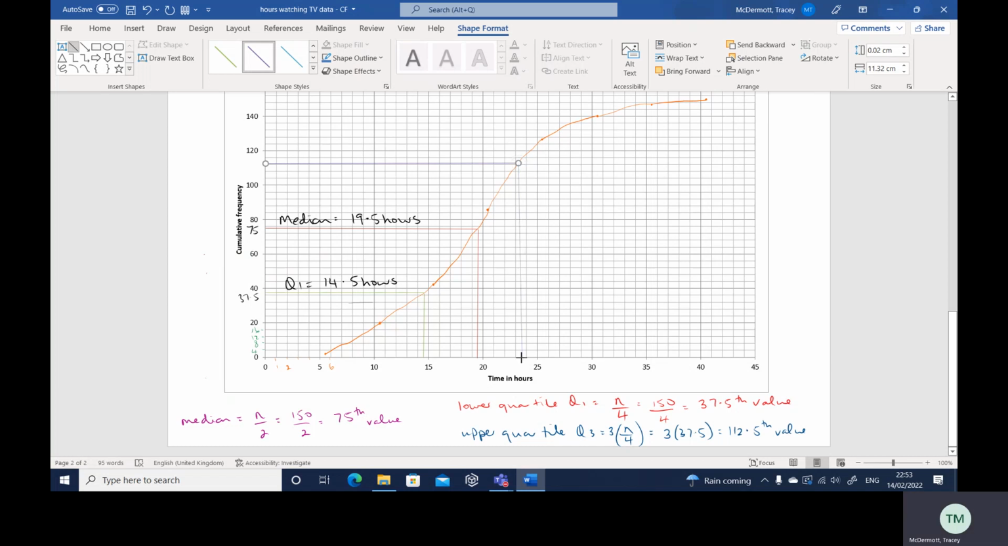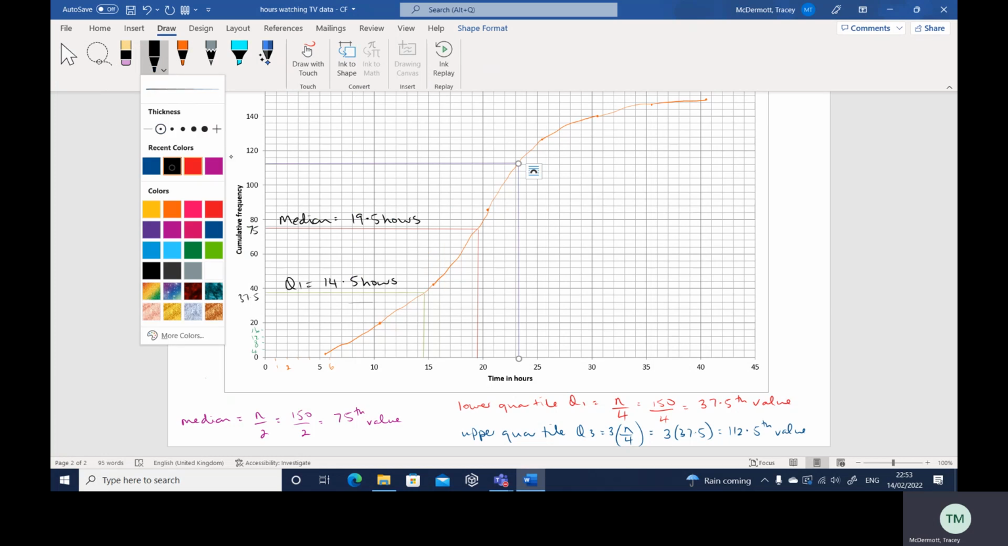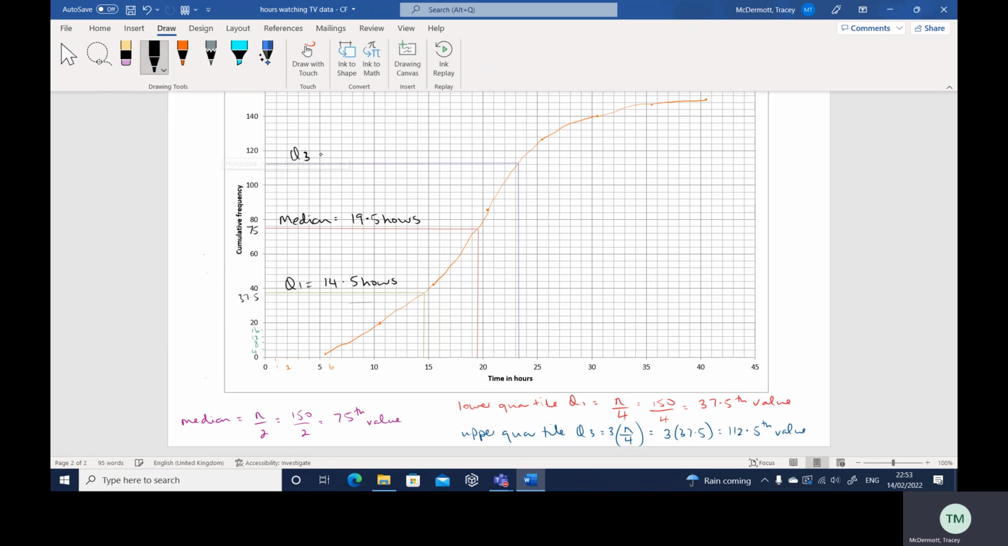So we've got the person, and now we know how much time they've spent watching TV. Again, I'll put a wee label on that. So that's going to be my Q3. And the amount of time that they've spent, Q3 would have been the 112.5 person. And the number of time they've spent, there's 20, 21, 22, 23, let's just say 23.5 hours.